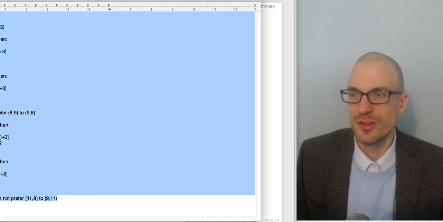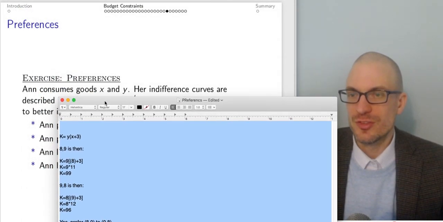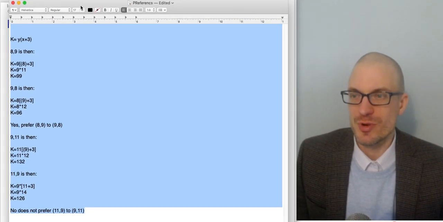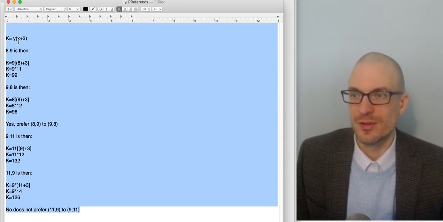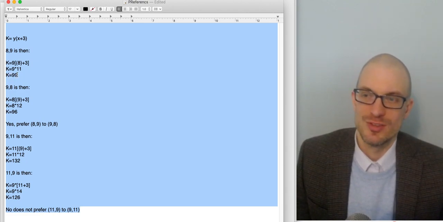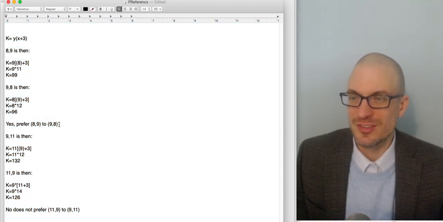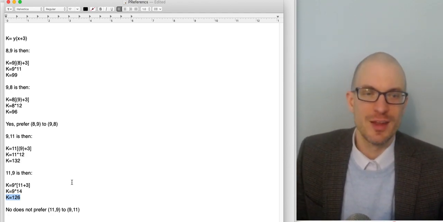So here's how we do this. This is my equation for an indifference curve. Let's write this as K is equal to Y times (X plus 3). So bundle (8,9) would be, just evaluating, corresponding to a preference level or a level of utility of 99. (9,8) is going to correspond to 96. So indeed, yes, Anne is going to prefer bundle (8,9) to bundle (9,8). What about this one? (9,11) would give us a level of 132. (11,9) would give us a level of 126. No, we don't prefer (11,9) to (9,11).